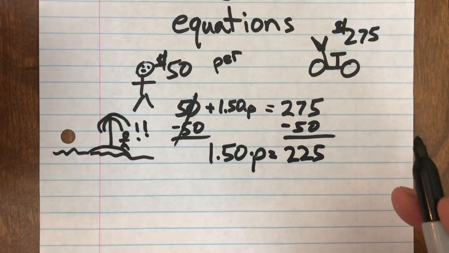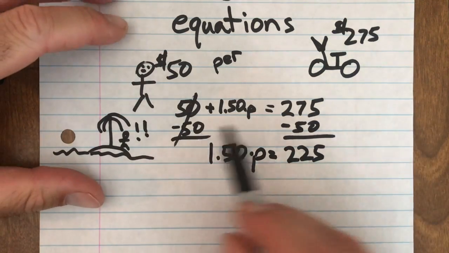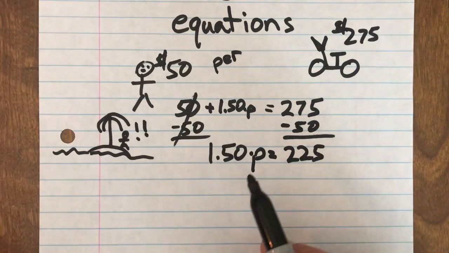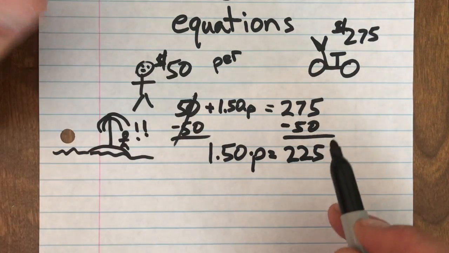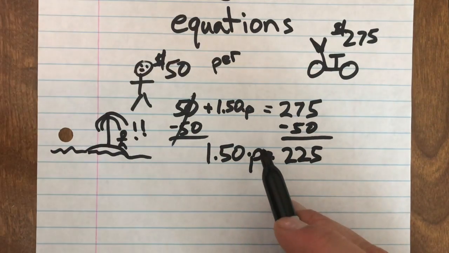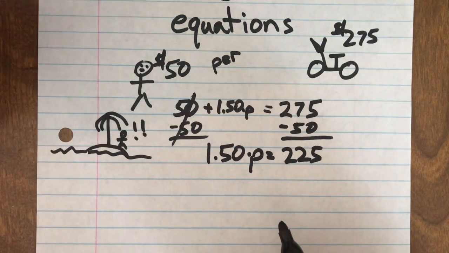Now, one of the big mistakes I see kids make is they don't write out these steps. They're like, oh yeah, I know 275 minus 50 is 225. But then they start to make silly mistakes later on down the road. So keep that in mind. Show your work so that we can see what you're doing, what you're thinking.